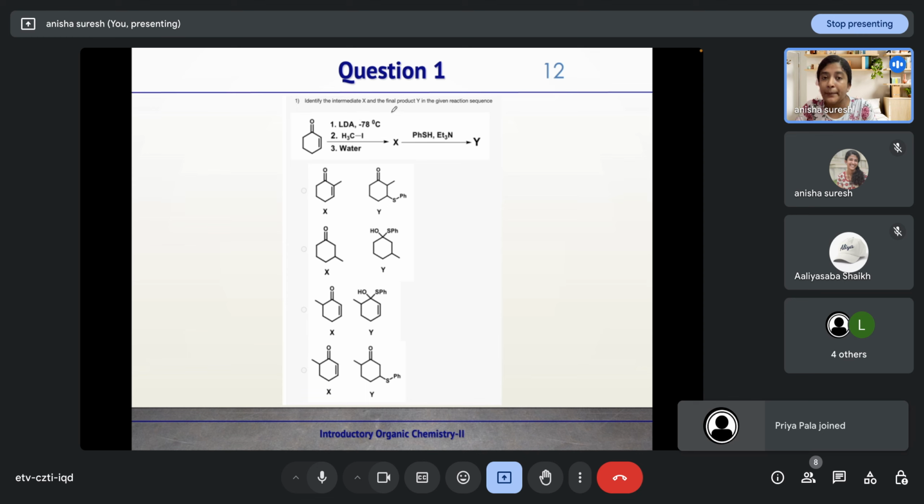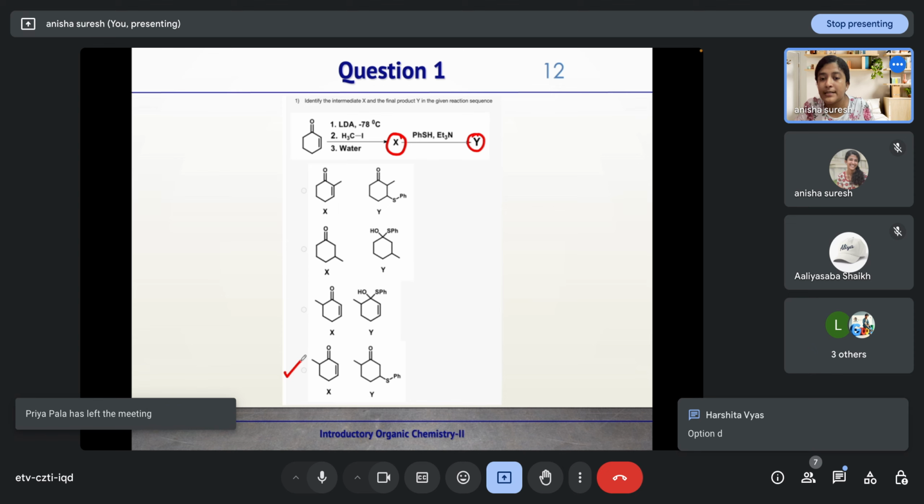Identify the intermediate X and the final product Y in the following sequence. So we have this alpha, beta unsaturated ketone, and it is treated with LDA at minus 78 degrees Celsius and treated with methyl iodide and then quenched with water. So we will get X, and then that product is treated with thiophenol in the presence of triethylamine, and we will get Y. So what is X and what is Y? We are given four options, out of which what is the right option? Option D. Yeah, it is the right answer.